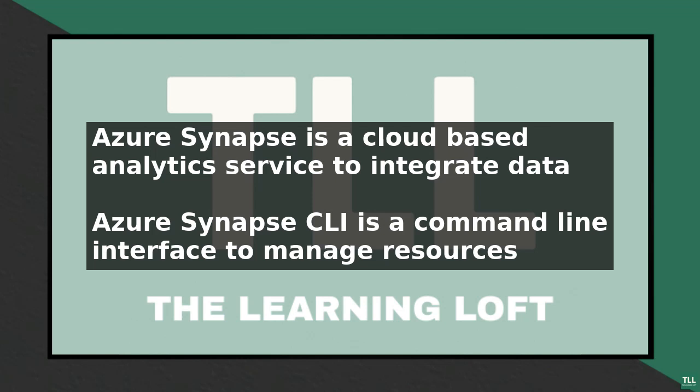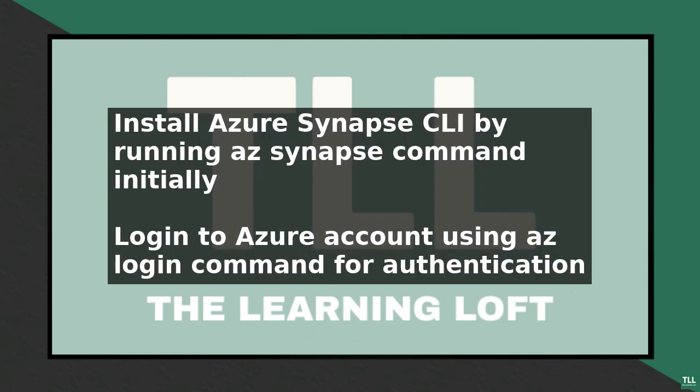To get started with Azure Synapse CLI, you will need to install it first by running the command az synapse in your terminal or command prompt. If you do not have the Synapse extension installed, you will be prompted to install it. Once installed, you can log into your Azure account by running the command az login and following the prompts.